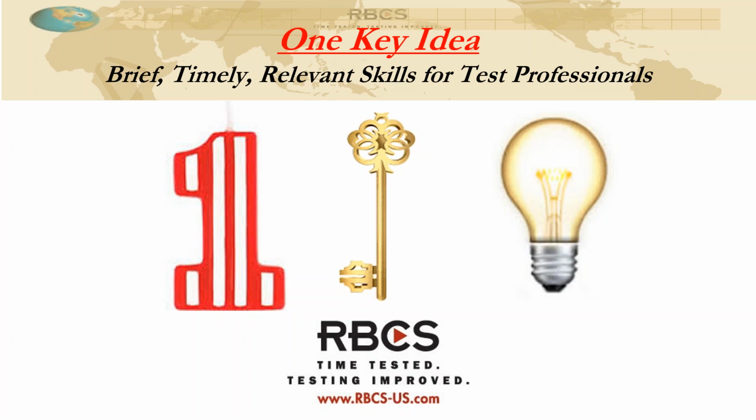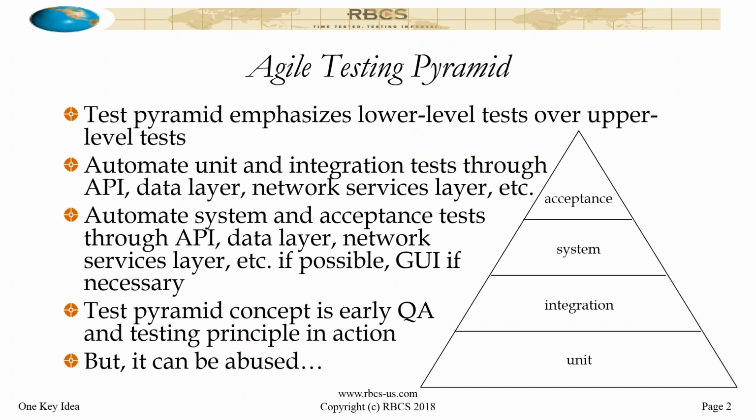Okay, so the Agile Testing Pyramid. What is this thing anyway? How is it used and abused? The Agile Testing Pyramid is a concept that I believe was originated by Mike Cohn, but I might be misattributing it. It's one of the fairly famous concepts in Agile, and it's right up there with the testing quadrants concept that Brian Marick came up with.